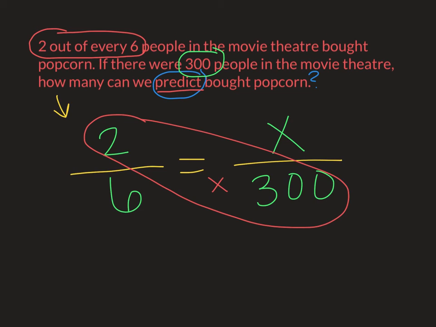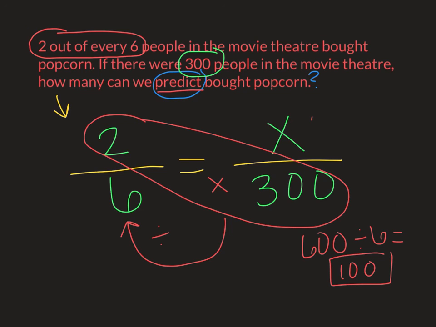So 2 times 300 equals 600. Okay, then you're going to take the leftover number and you're going to divide. So we're going to take that 600 and we're going to divide it by 6, which gets us 100. So we can predict that 100 out of 300 people bought popcorn.